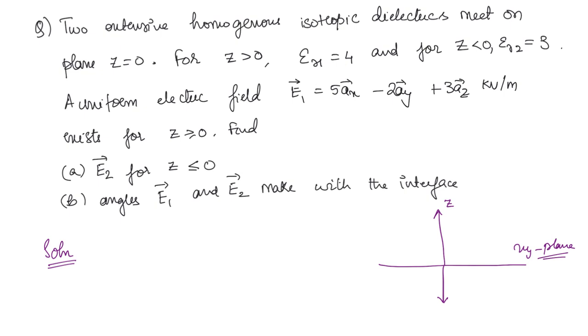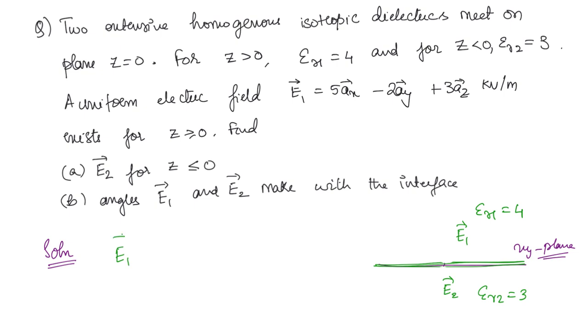what is the relative permittivity? This relative permittivity is 4. So here epsilon r1 is equal to 4, and for the region z less than 0, epsilon r2 is equal to 3. So this is the boundary. Now E1 bar is given. This z axis is not required, so we can ignore that. Only the xy plane, the boundary, we are concerned with. So here there will be E1 bar and here there will be E2 bar.